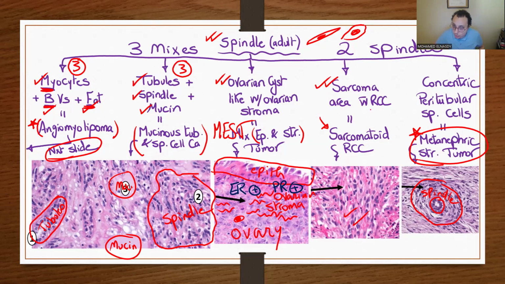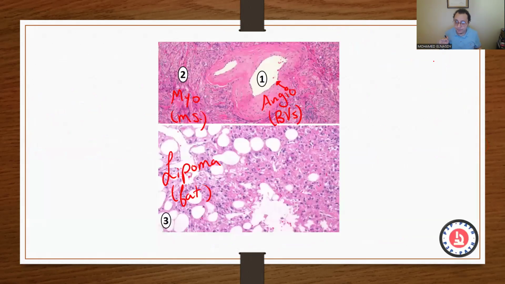So a sarcoma area with an RCC is called sarcomatoid RCC. So we have the two triads and we have one biad, which is 2, and then we have one which is a single. Make sure you remember that. So angiomyolipoma, mucinous tubular spindle cell carcinoma, and mixed epithelial and stromal tumor, and then you have stromal tumor, which is metanephric stromal tumor, and then the sarcomatoid area associated with the RCC. That's the 3 mix and the 2 spindles for the spindle cell renal tumors in the adults. These are the adult type.